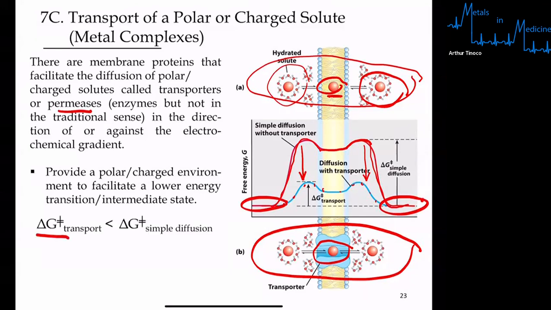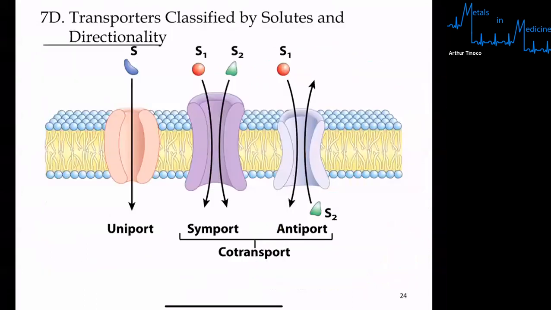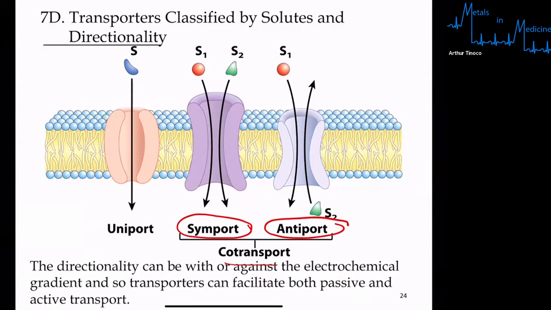All right, so it ends up being that the delta G double dagger corresponding to the transport is less than the delta G double dagger of the simple diffusion. All right, so representation of movement of solutes. You can have what is just a uniport through a transporter, that's just the solute itself going through, or you can have what is referred to as co-transport, where you have your solute of interest moving along with another solute, same direction, or the antiport, against the direction. All right, so this directionality, with or against the electrochemical gradient, transporters can facilitate this by both passive and active transport.